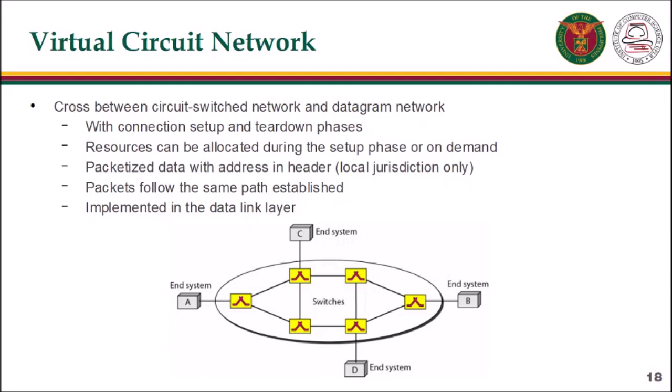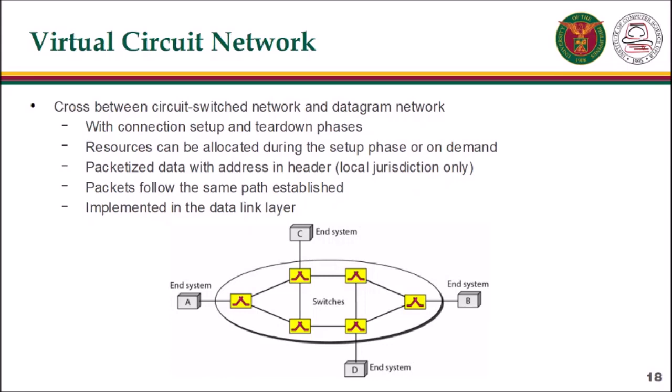A virtual circuit network is a cross between a circuit switch network and a datagram network. It has some characteristics of both. As in a circuit switch network, there are setup and teardown phases in addition to the data transfer phase. Resources can be allocated during the setup phase, as in a circuit switch network, or on demand, as in a datagram network. As in a datagram network, data are packetized and each packet carries an address in the header.